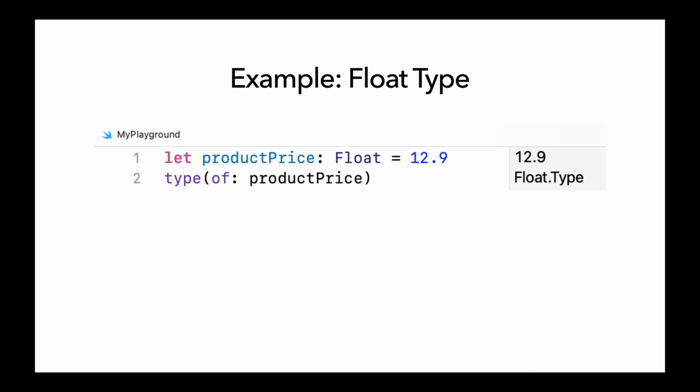If we want to declare a variable or constant of type Float, we need to use explicit type annotation as shown in this example.